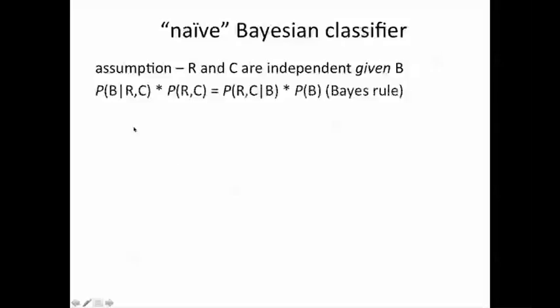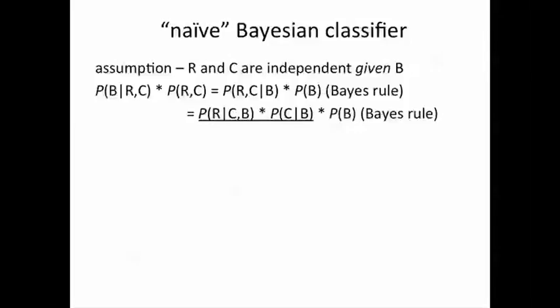The probability of B, that is, whether some user is a buyer or just a browser, given the combination of R and C that they use, times the probability of R and C itself. By Bayes' rule, this is nothing but the probability of R and C given B times the probability of B. This is easy to see just by thinking of R comma C as one random variable and just using Bayes' rule.